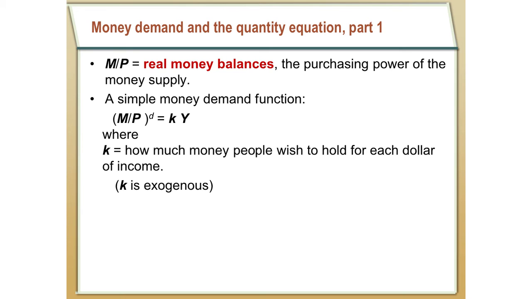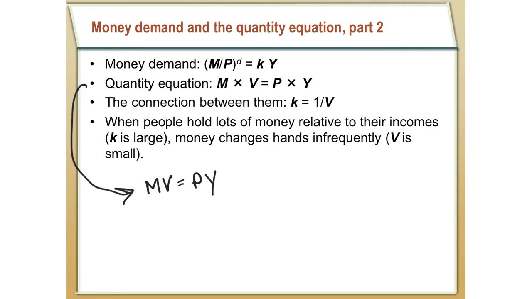So k might be something like 0.2, and in that case, that would imply that we want to hold 20% of our income as money, keep it liquid for purchases. So k is just some exogenous number that's determined elsewhere that we're assuming. We're not trying to explain what determines k, we're just taking it as given. To see the connection between these two things, we just need to do a little bit of algebra.